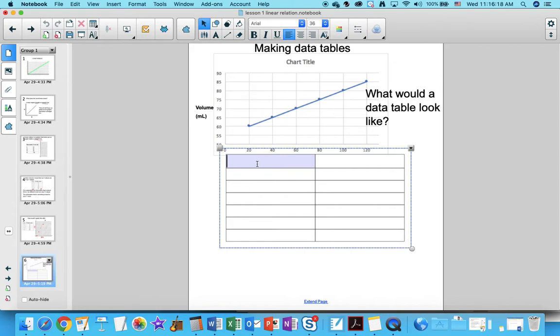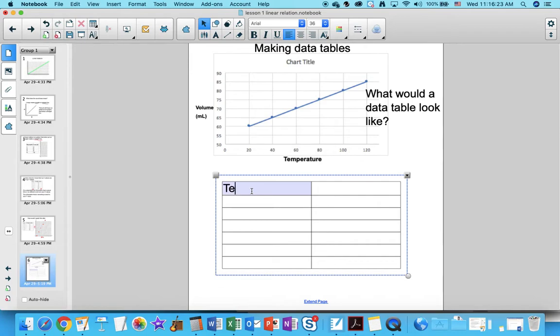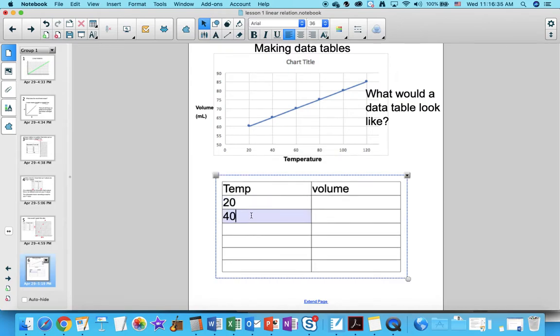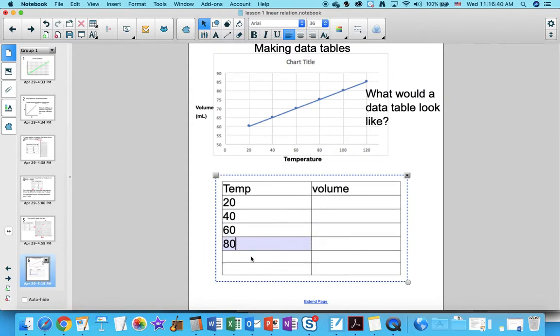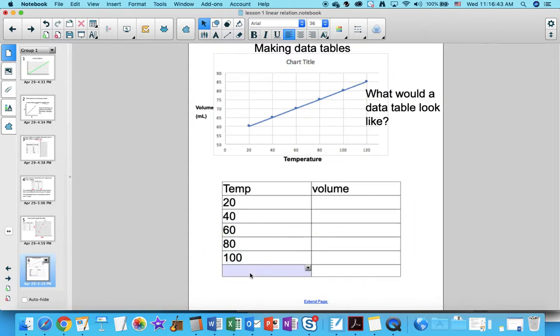When I'm typing here, this one's going to be my x value, because typically your x value is on your left. I'm going to say temperature. On this side, I'm going to say volume. So temperatures are my x values. The information I have data for is 20 here, 40 there, 60 there, 80 there, 100, and 120. You can see I don't have data for 30. I don't have data for 50. I'm not going to put it in.